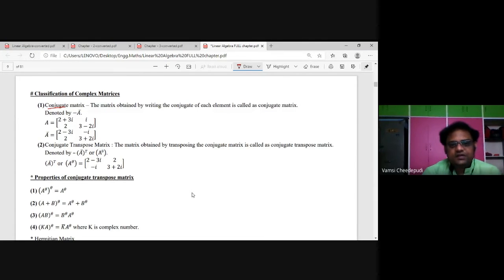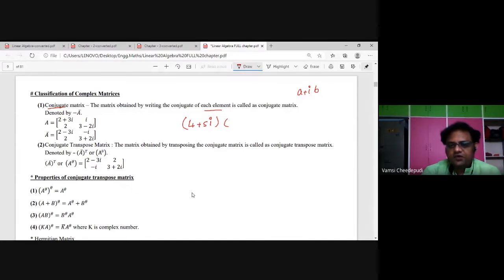A matrix obtained by taking the conjugate of each element is known as a conjugate matrix. What is meant by taking conjugate? Let us take an example. If you have a complex number like 4 plus 5i, the general form of a complex number is a plus ib or x plus iy, where i equals root minus 1 and i square is minus 1.